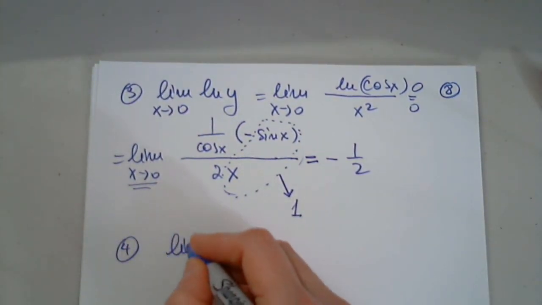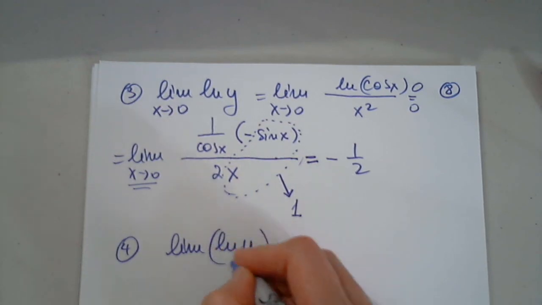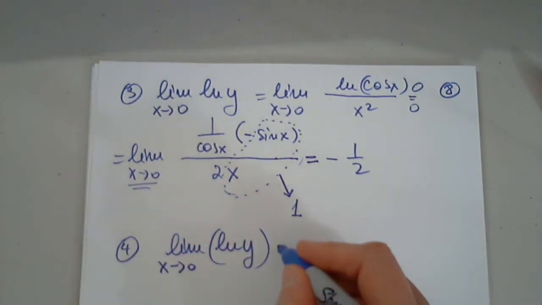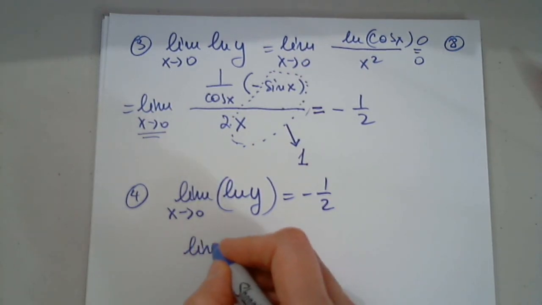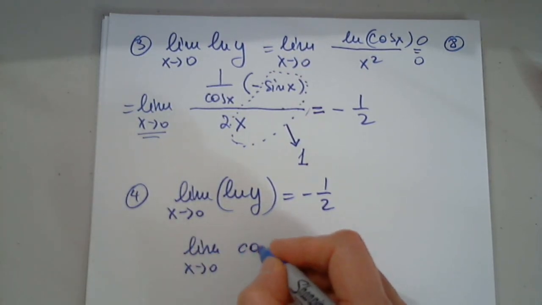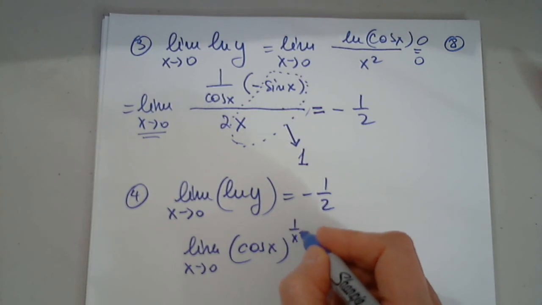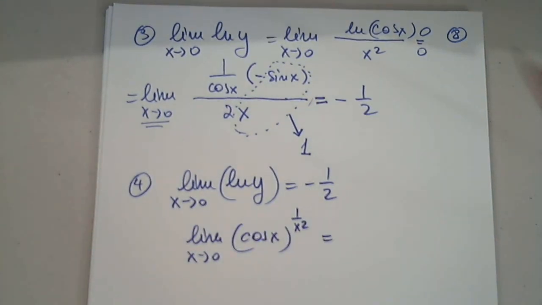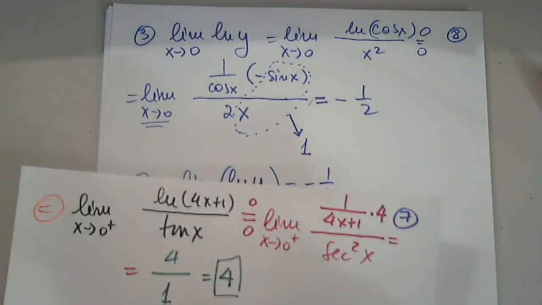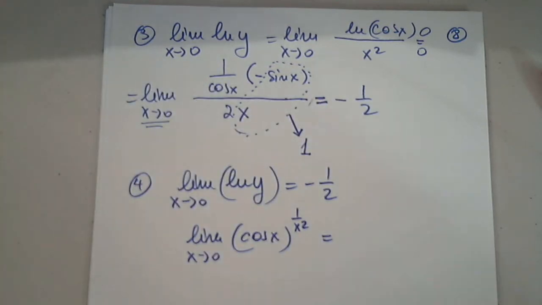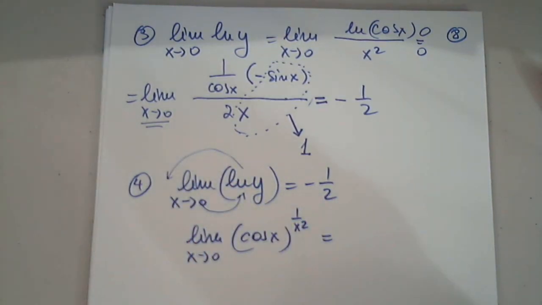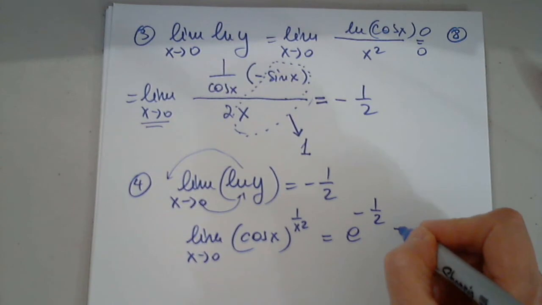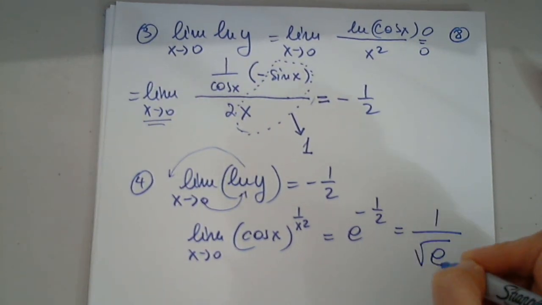So now in step 4, I write that the limit of natural log y as x approaches 0 equals negative 1/2, but I'm really interested in the limit as x approaches 0 of cosine x to 1 over x squared, and what will that be? Cosine x raised to 1 over x squared. What will that equal to after I swap the operators? E to the negative 1/2, or 1 over the square root of e. Very good.